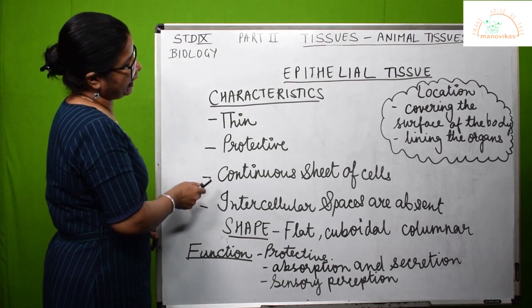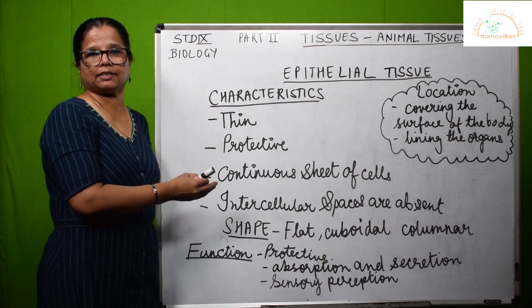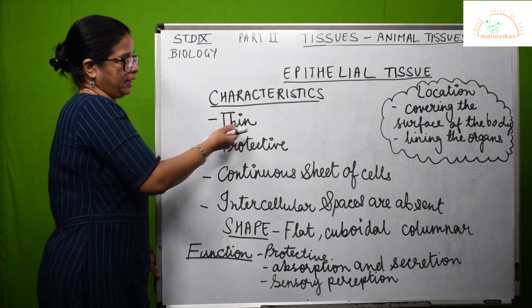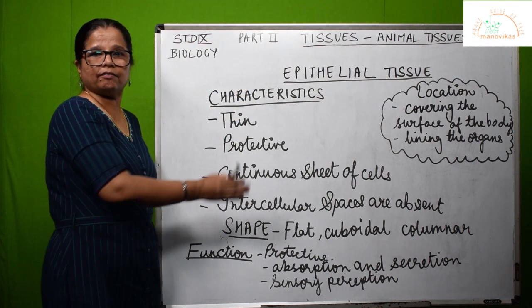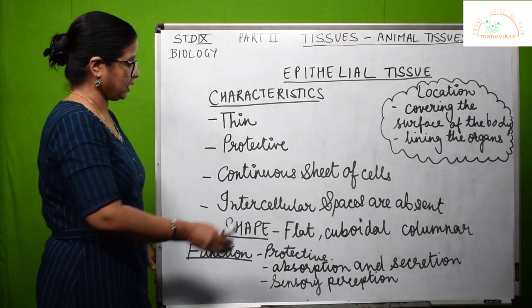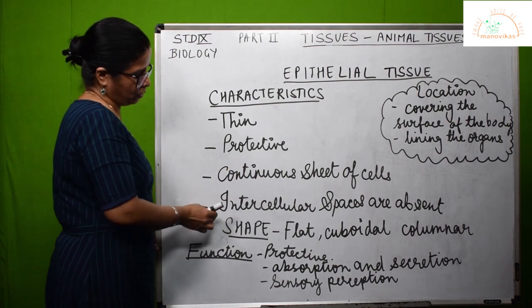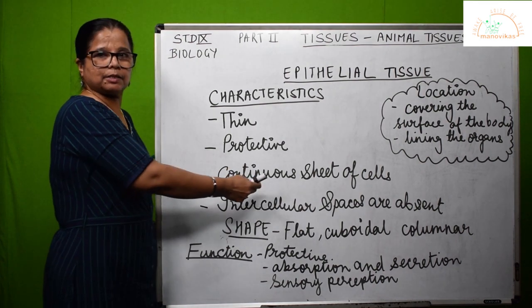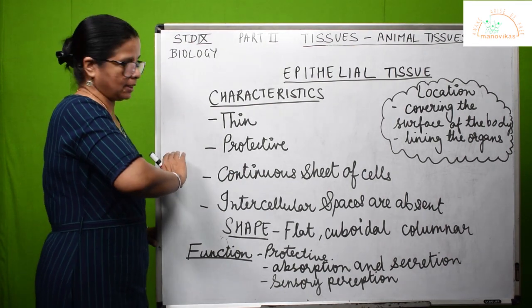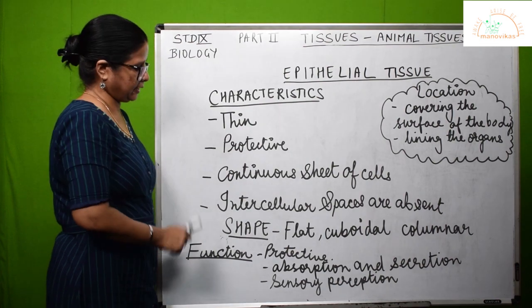Now let's see, continuous sheet of cells. When I'm saying sheet of cells, again it is bringing us back to the fact that it is its nature to be covering. It cannot have gaps and spaces in the middle. It has to be something continuous. If it is continuous, intercellular. What's the meaning of intercellular? Spaces between the cells. There is no space between the cells because it's a continuous sheet of cells.